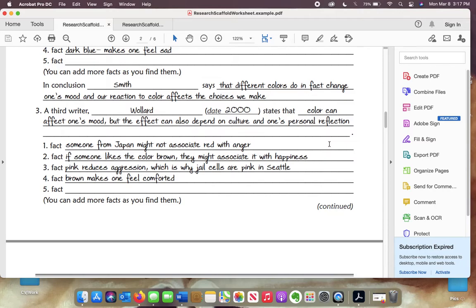So the first two were kind of talking about body and things like that. This particular one is going to be talking about culture and outside influences and things like that, personal experience. So you see there's a slightly different experience and slightly different argument in each one of these. So someone from Japan might not associate red with anger. I don't know what people from Japan associate red with, but it obviously is not necessarily anger based on the culture perhaps there. If someone likes the color brown, they might associate it with happiness.